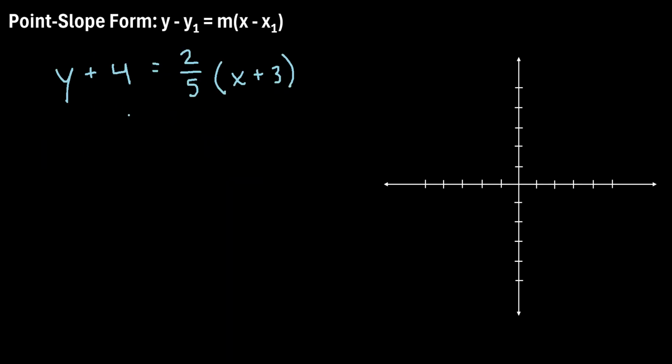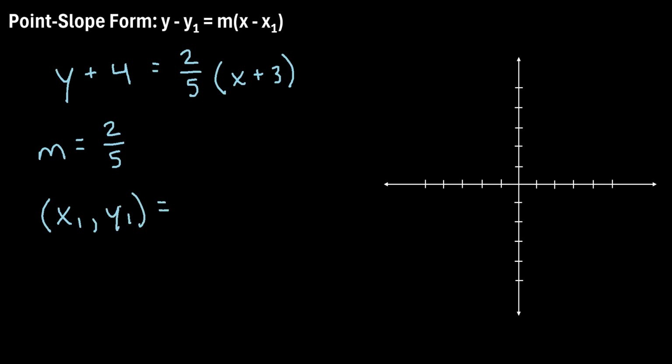We have y plus 4 is equal to 2/5 times x plus 3. How can we graph this line? Well, again, first let's identify what is the slope of this line. So that's the number out front in front of the x plus 3. So our slope we can see is 2/5. So let's write that.